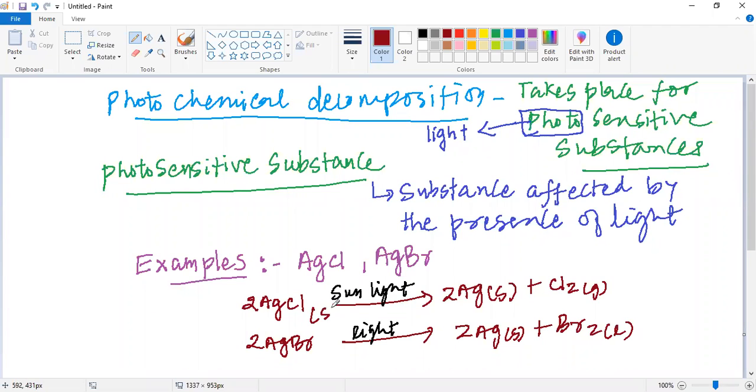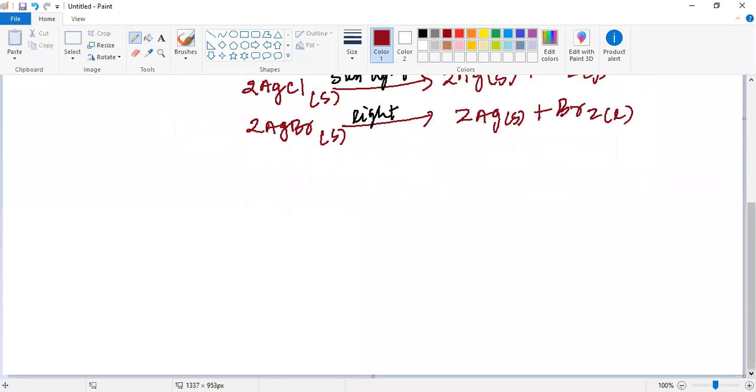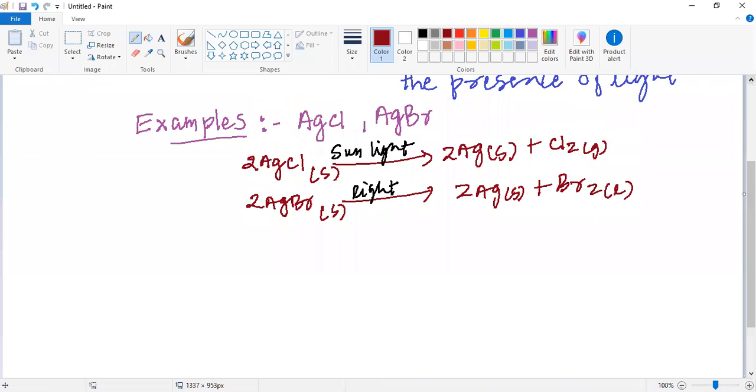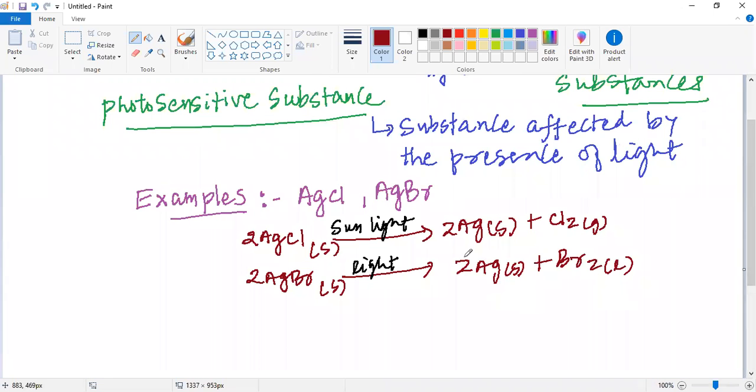So when the light falls on AgCl solid or AgBr solid, they decompose and give Ag and Cl, or Ag and Br. These types of reactions are known as photochemical decomposition.